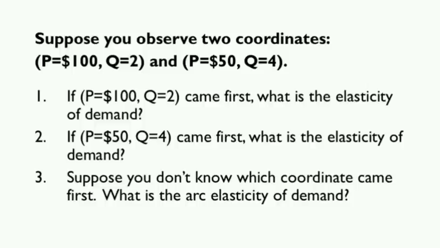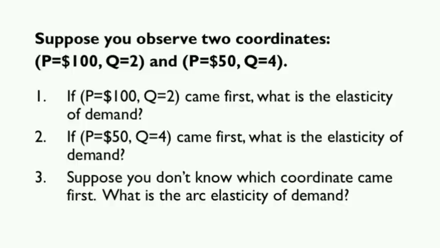Okay, there's going to be 3 numbers that you're going to have to provide for your participation score. Number 1, I would like you to calculate what the elasticity of demand would be if you made the assumption that the $100 that resulted in 2 units was the initial coordinate. And then after that, the second coordinate was a combination of $50 and 4 units. Number 2, I would like you to just switch the order of the coordinates and then calculate the elasticity of demand again. So for number 2, assume that the $50 and 4 units comes first. And then after that is the $100 and 2 units.